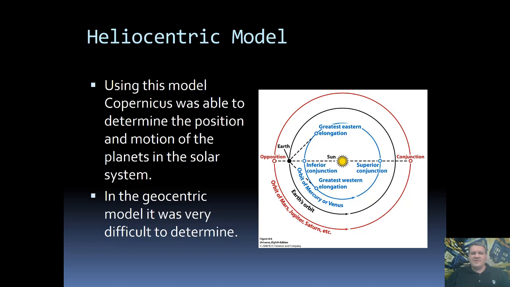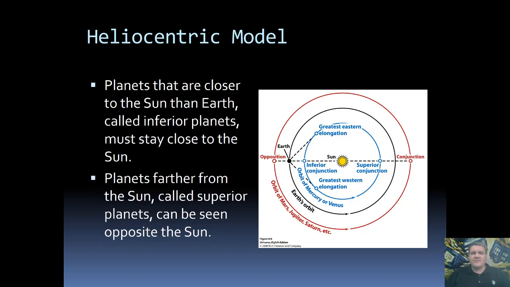One of the things that it helped us do is to determine the position and motion of planets in the solar system, to actually figure out their order and even figure out how far away they were, or at least to some extent. Now, figuring out the distances to the planets was almost impossible in the old geocentric model.